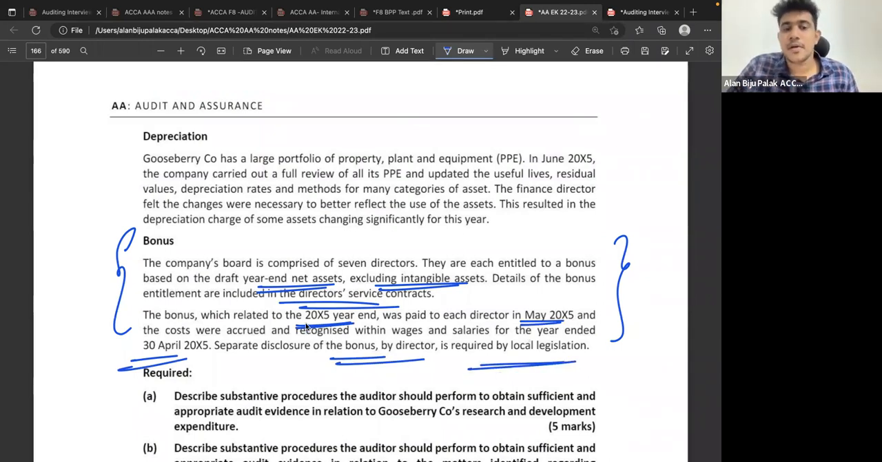So they have mentioned that the director's bonus payments are actually paid after the year end, and they have recorded the same amount in the wages and salaries for the year ended 30th April 2015 balance. And they have also clearly mentioned that separate disclosure for bonus is required as per the local legislation. So first you need to confirm whether the amount paid to the director is appropriate and whether the year end balance is correct. How can you prove that?